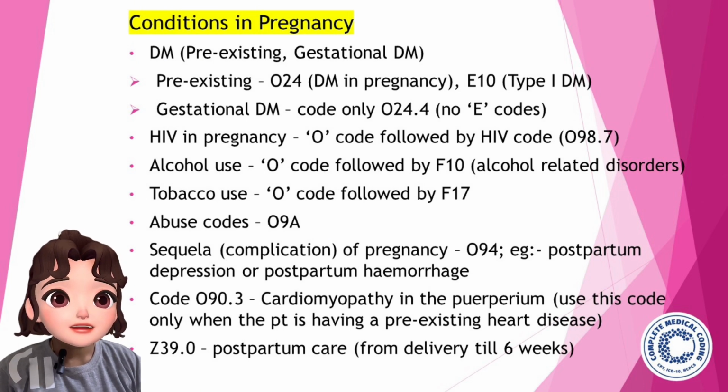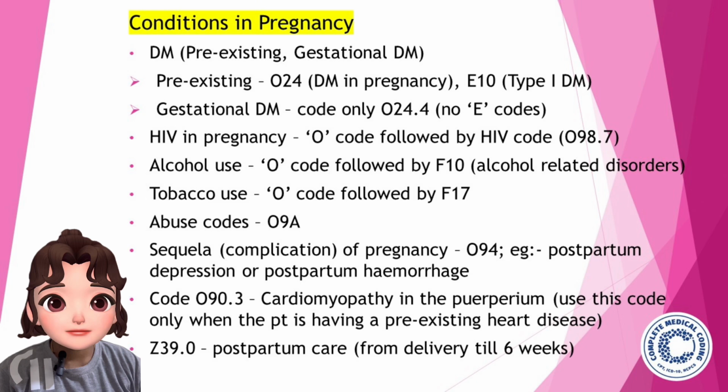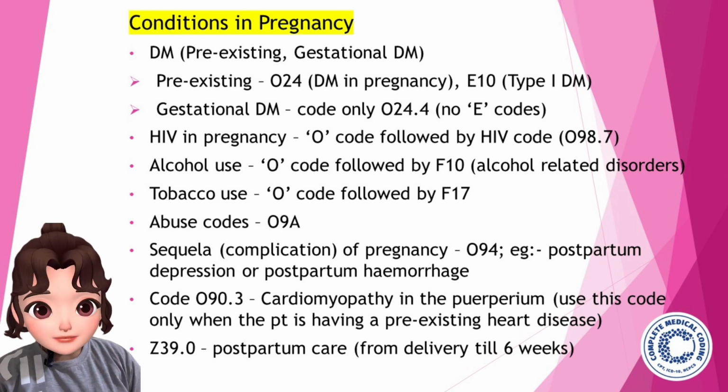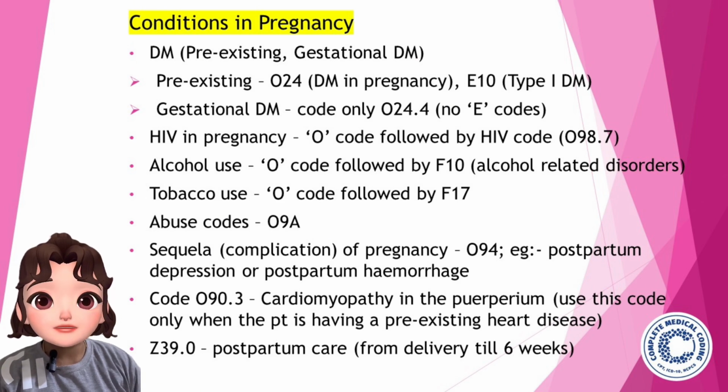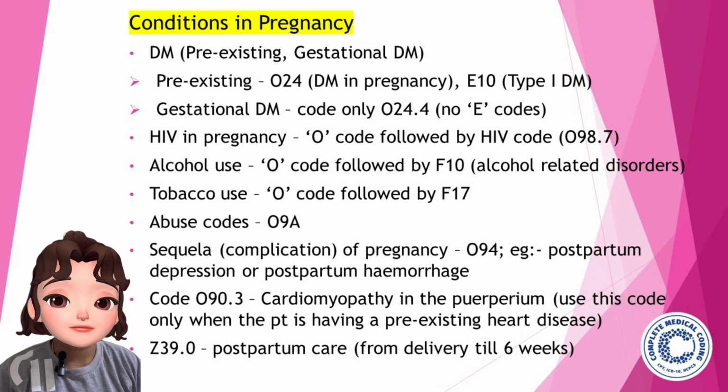So for a pre-existing condition, you have to use the code O24, DM in pregnancy, and then the E10 code, type 1 diabetes. For gestational diabetes, we will not use an E code. Instead, we will use only the O code, O24.4, because in gestational diabetes, diabetes arises during pregnancy. So we will use only the pregnancy code, the O code. But for pre-existing, since the patient was already having diabetes before getting pregnant, you have to use the code for diabetes during pregnancy along with the E code for the DM. Type 1 or type 2, whatever it is.